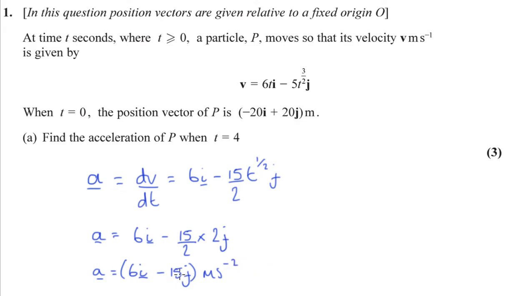Now we're going to leave it in this form because they presented the velocity as a vector, so we're going to give the acceleration as a vector. There's no need to find the magnitude. If it wanted the magnitude, it would have asked for it. It would have said find the magnitude of the acceleration. So we should leave our answer like that.